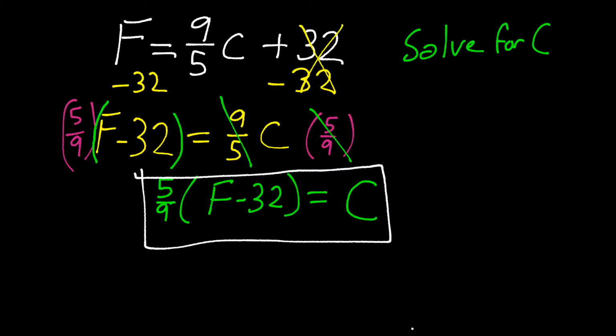So there we have it, solving for specific variables. Your 3 steps to solve them are: 1, identify the variable you want to solve for; 2, identify any operations being performed on that variable that you will have to undo; and 3, use inverse operations to isolate the variable and solve for it.